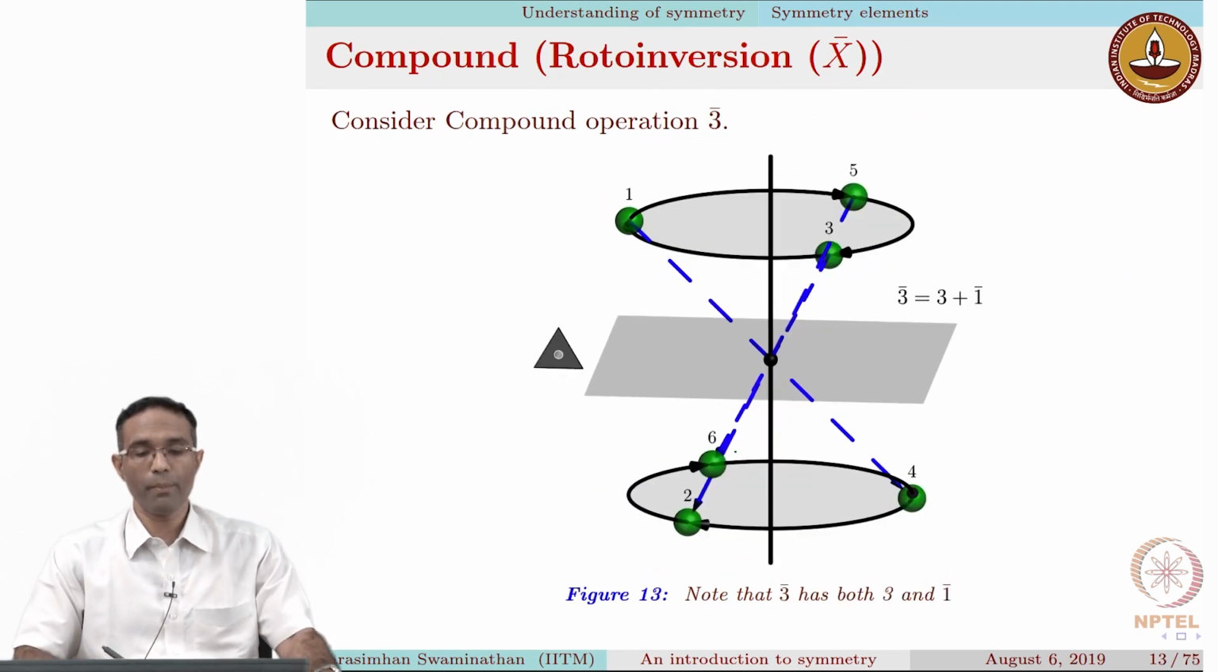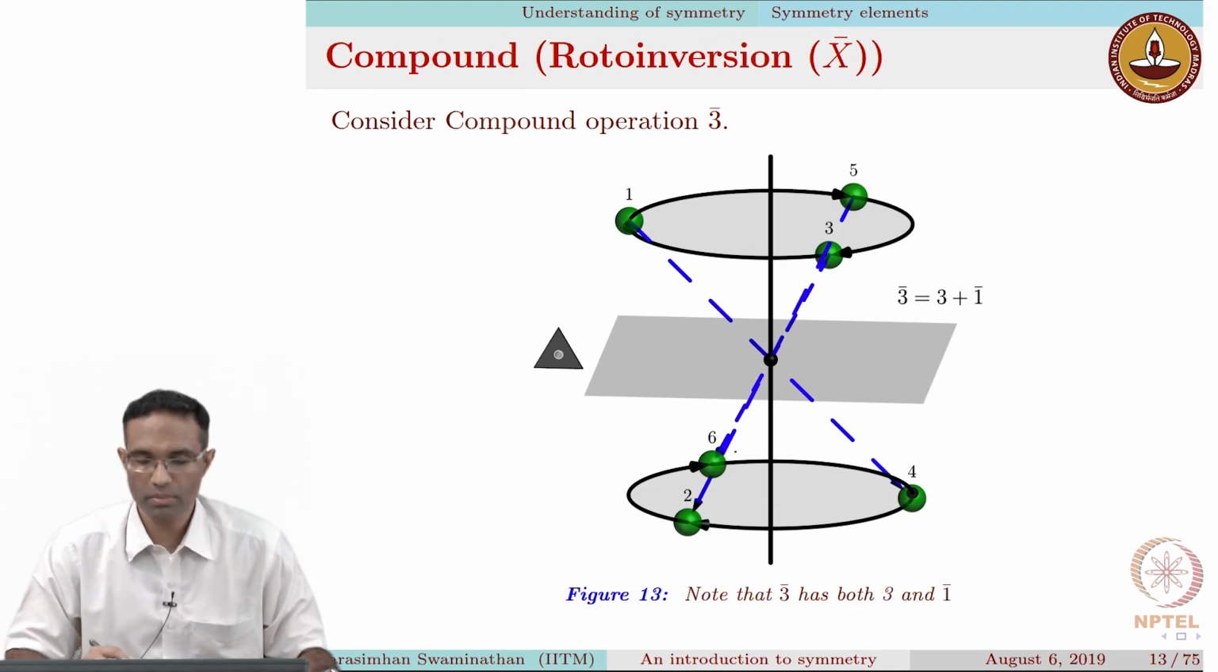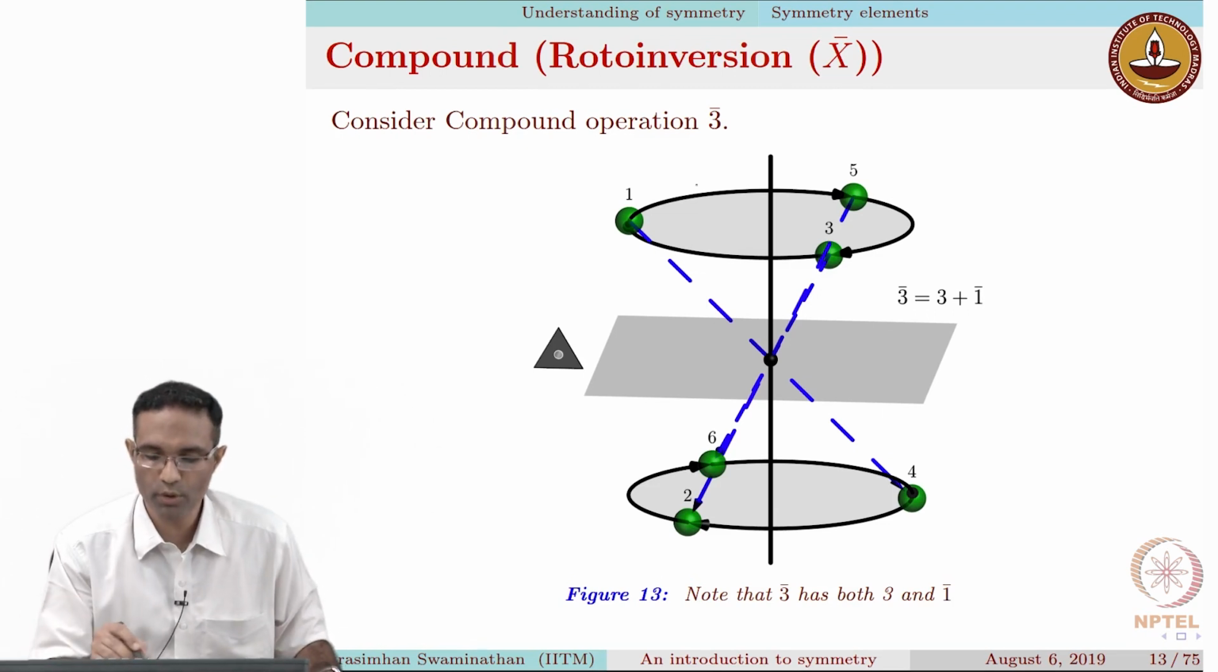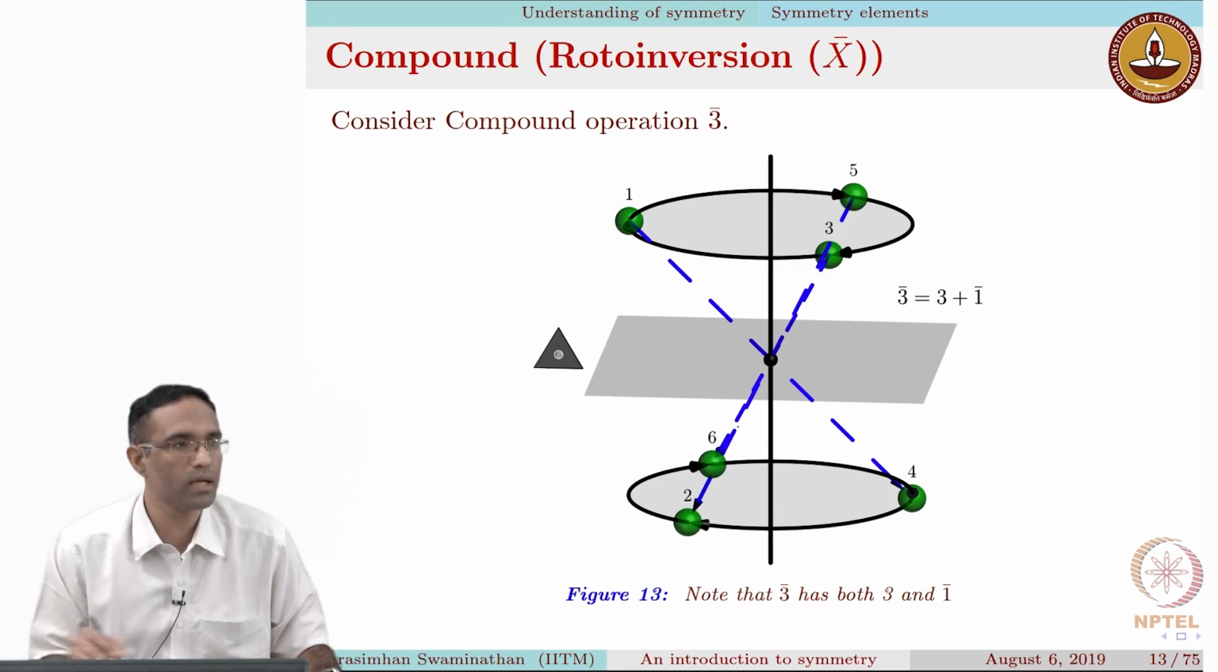There's another compound operation, 3 bar, which is also something that we looked at. You perform a 3-fold rotation and an inversion. A good way to actually generate these structures is to take a point, perform 3-fold rotation, inversion, and keep doing it until you start repeating this structure.